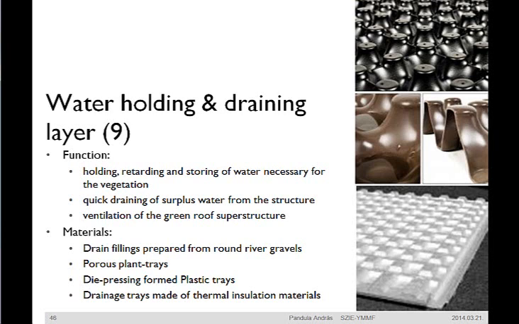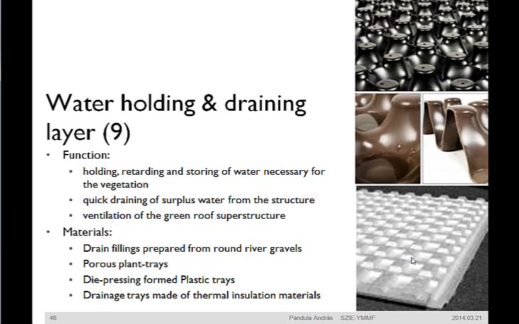The traditional way to create water holding and drainage layer is the drain filling, made from round river gravels. On the right corner you can see a porous plant tray made of polystyrene. These trays are widely used since these are taking part in the fixation of plants. The roots of the plants penetrate into the pores of the trays, grabbing the material.